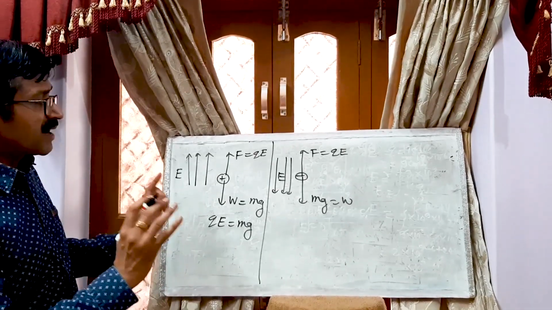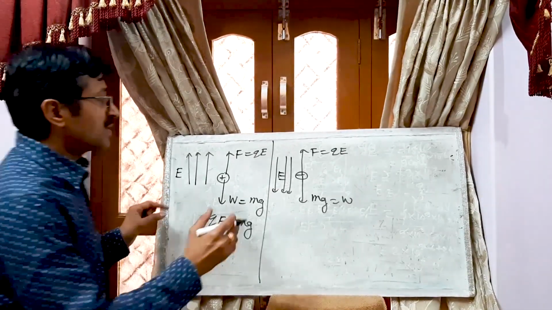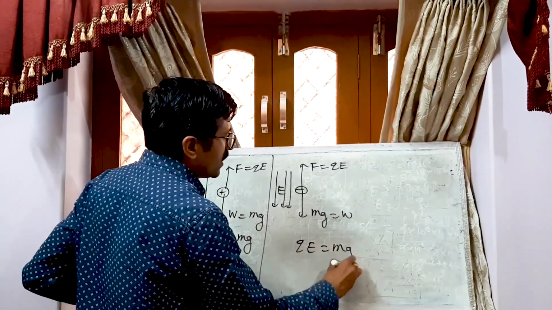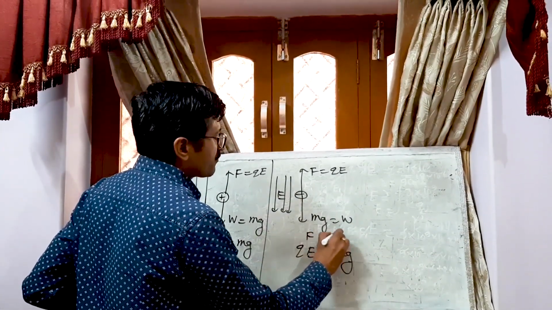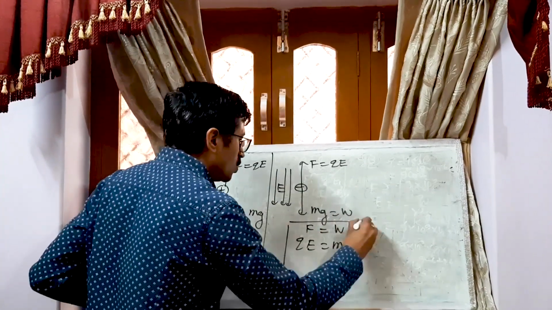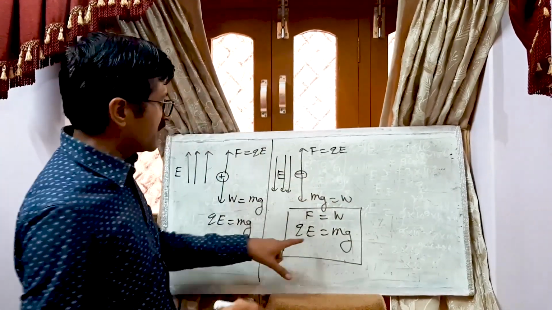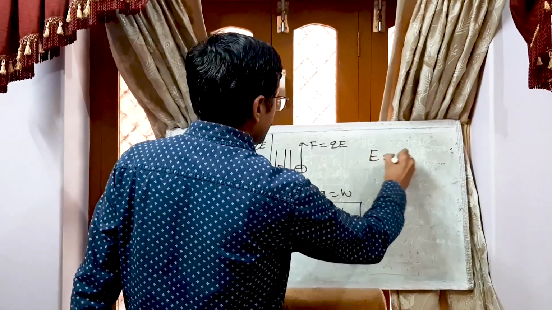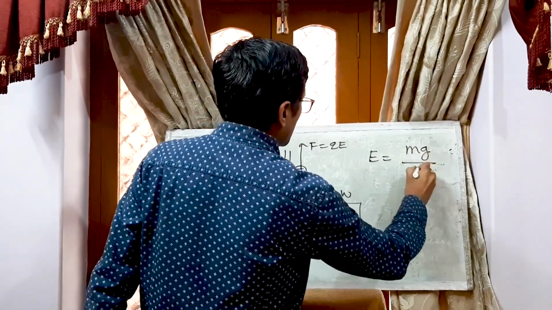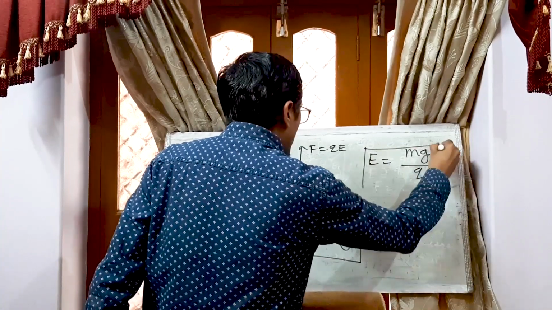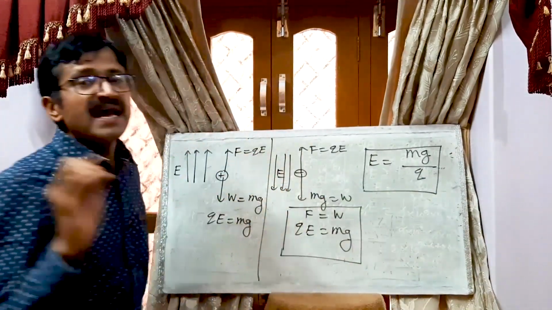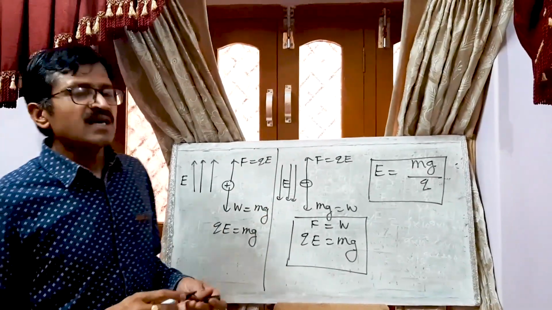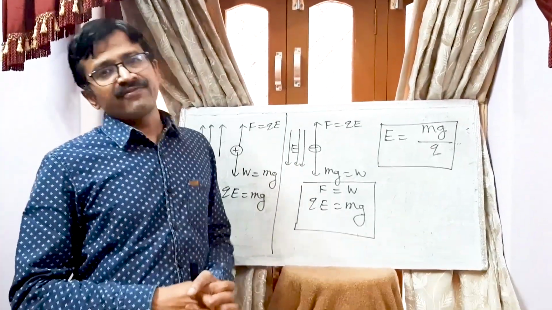This is a very important question, but the equilibrium condition is QE is equal to mg, that is, force F is equal to weight W. This is the basic equilibrium condition. By using this, you can find the electric field intensity required. E is equal to mg upon Q. This is the required electric field intensity to keep any charge in equilibrium. This is all about the application of electric field intensity.